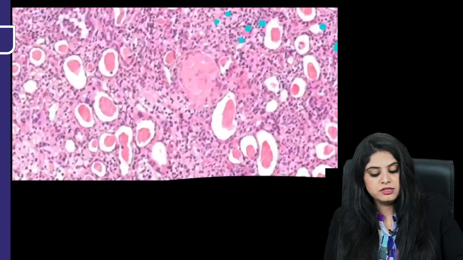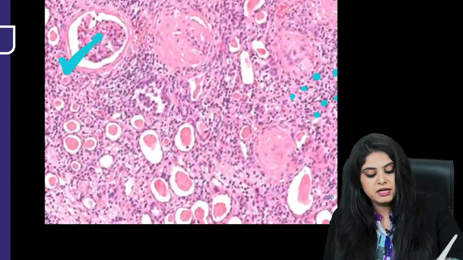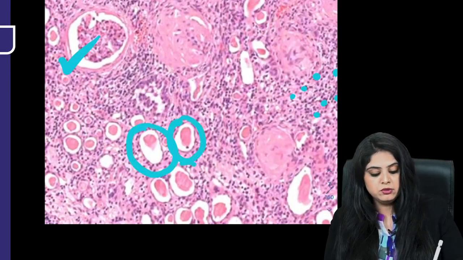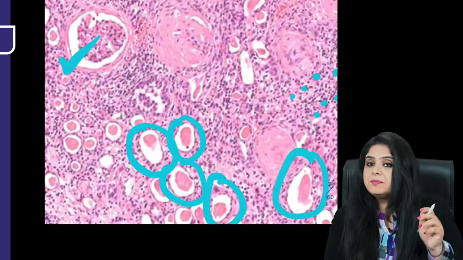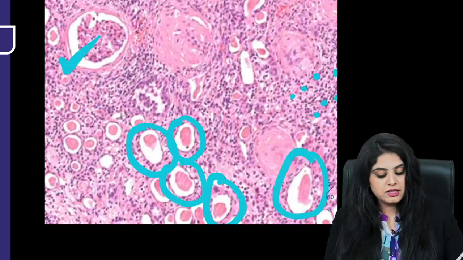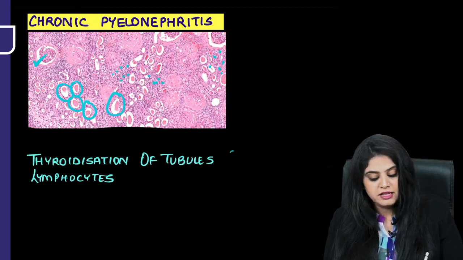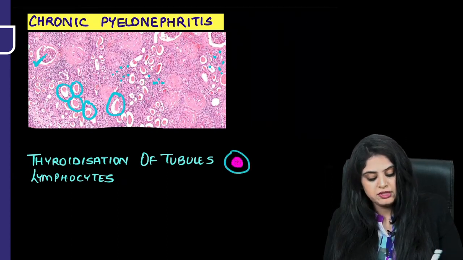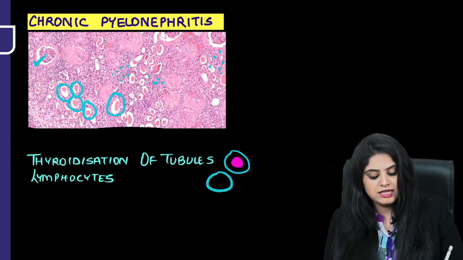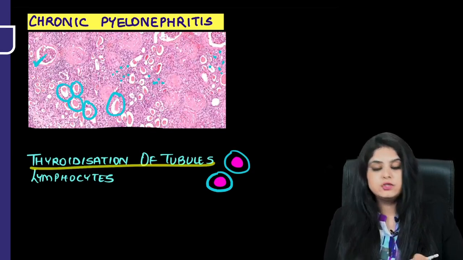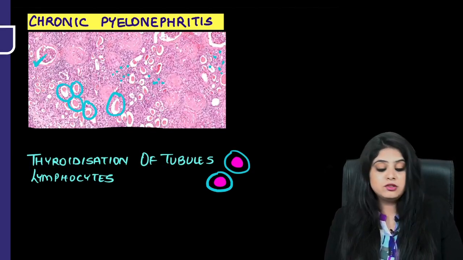That is why you will notice that the glomerulus is looking good. This glomerulus is looking good because the problem is here in the tubules. The tubules are showing me that pink material, and what is that known as? That is known as thyroidization of the tubule. So that means if, for example, this is the tubule, it's showing me like a thyroid. It's not actually any thyroid gland, it's looking like the thyroid gland. So thyroidization of the tubules is seen.